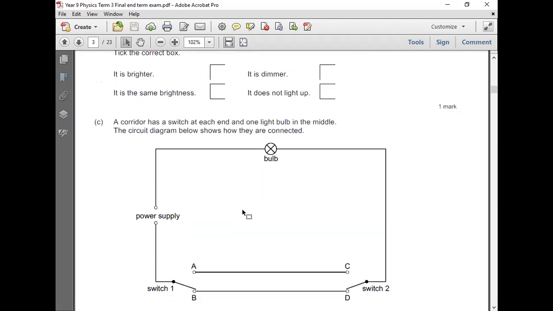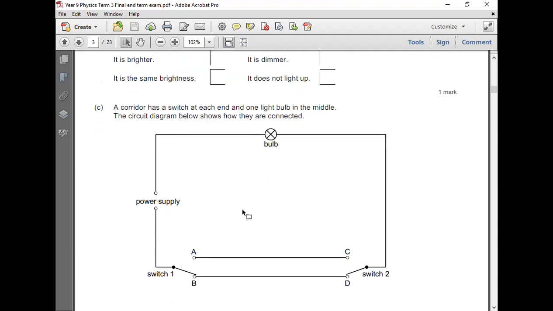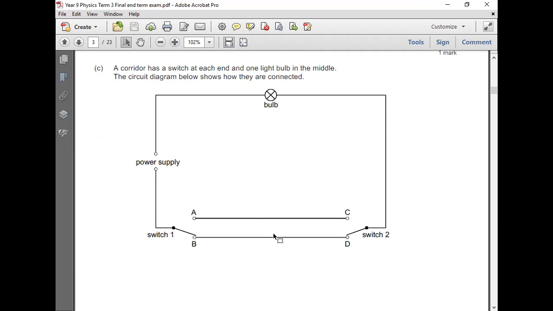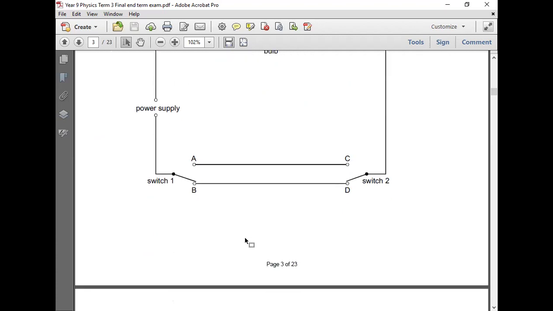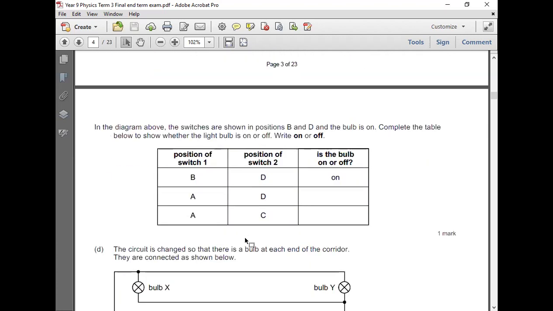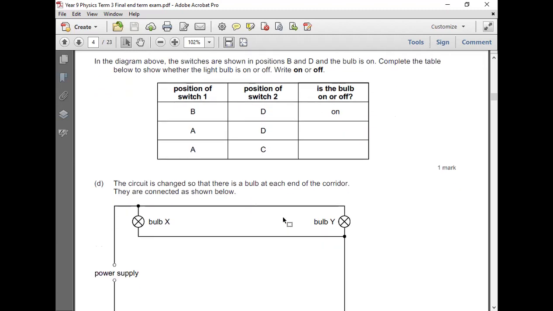A corridor has a switch at each end and 1 light bulb in the middle. The circuit diagram below shows how they are connected. So you have a circuit in here. You can see here is the power supply, there's the bulb, there's the second switch, and that is the first switch. In the diagram above, the switches are shown in position B and D, and the bulb is on. Complete the table below to show whether the light bulb is on or off. Switch the position of switch 1 and the position of switch 2. Is the light bulb on or off?